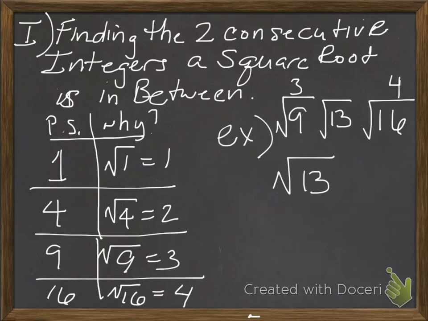So the two consecutive integers the square root of 13 is in between, I'm just going to put it down here: the square root of 13 is between 3 and 4. And I really didn't go over consecutive because I'm just making the assumption that you know what consecutive is, but consecutive means one number right after the next. So 4 comes right after 3, so those two numbers are consecutive.